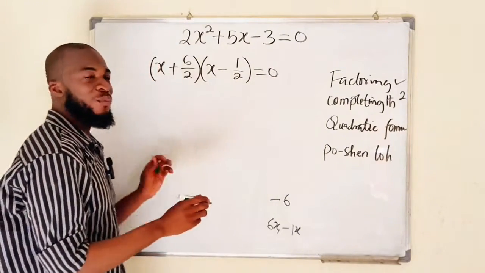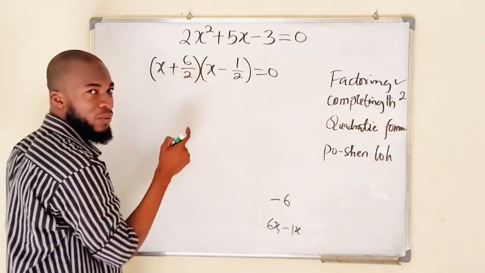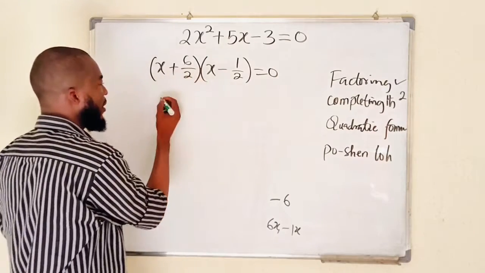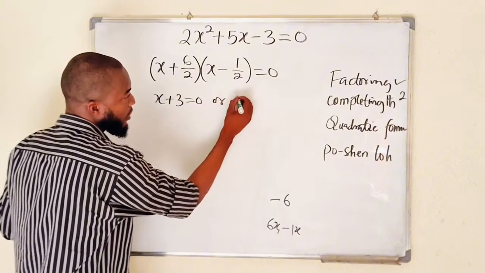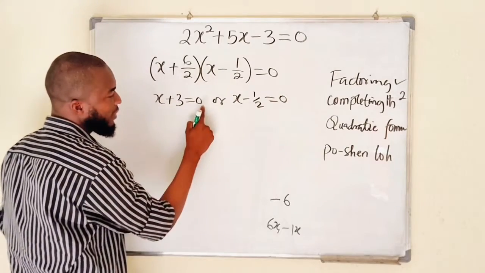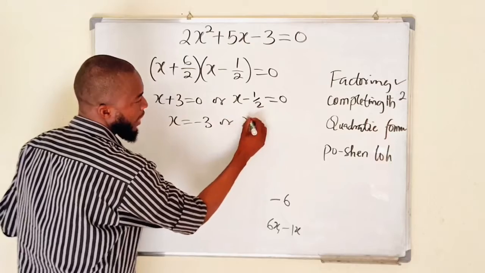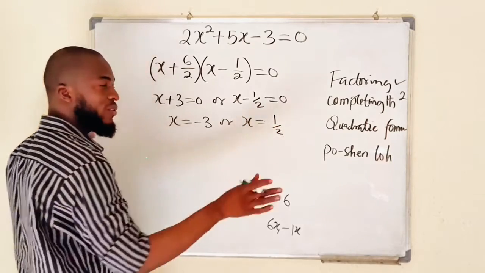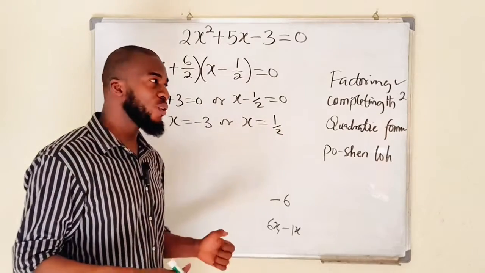So now this is very simple to solve because 6 divided by 2 is 3. And once you take, let me show you, x plus 3 here equal to 0 or x minus 1 over 2 equal to 0. So by taking this one here, we have x equal to negative 3 or x equal to 1 over 2. The same solutions. But this is just a shortcut in case of objective questions.